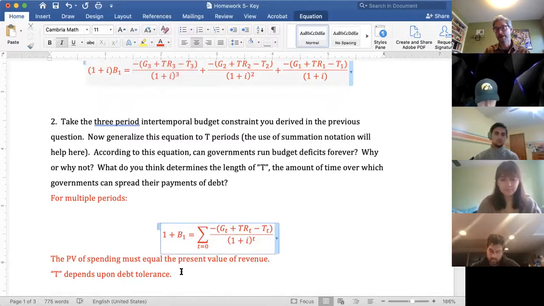T depends upon debt tolerance, right? In other words, how many periods can you spread out your ability to pay? That depends upon how much confidence markets have in you. If markets have more confidence, they're going to have more debt tolerance, and more debt tolerance probably means that you have a bigger T, meaning you can spread that out over more years. And debt tolerance, as we talked about in class, relates to institutions, your history, your political stability, your economic stability, all of those things.